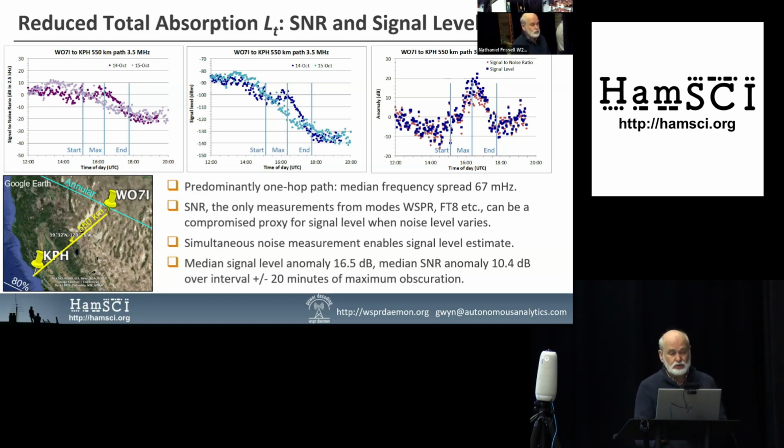So we need to compute the signal level, shown here on this middle graph, and now in dark blue, we have the anomaly of the signal level on the eclipse day. And on the right-hand side, I compare the anomaly in signal-to-noise ratio, which is in red, and in blue is the anomaly of the signal level. And there's about a 10 dB difference between them in the medians. So very much SNR is a compromised estimator of the increase, the change due to reduced total absorption.